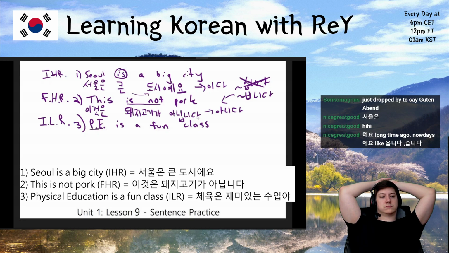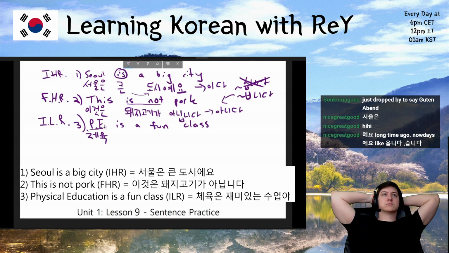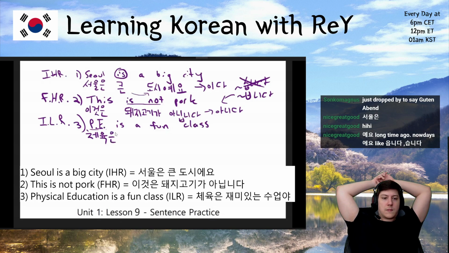Okay, the subject of the sentence is PE, and the word for PE is cheyu. If I just want to talk about hanja here for a second, che actually refers to body, and yuk actually refers to education. So it's sort of body education, and in English we would call that PE. That's the subject of the sentence, so I'll include this here. Now I want to indicate that it is a class. So I'm going to put the word for class here, which is suop.